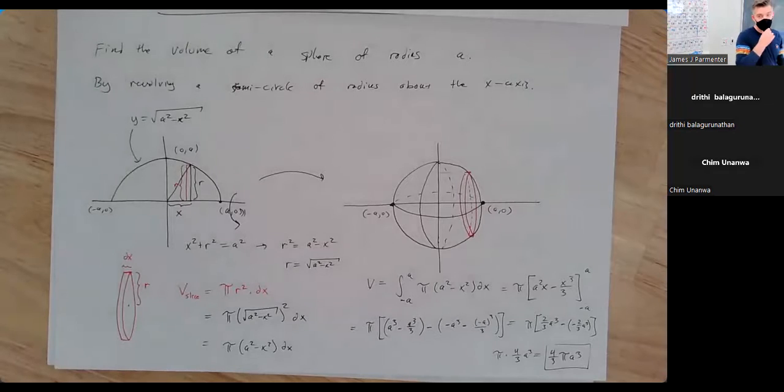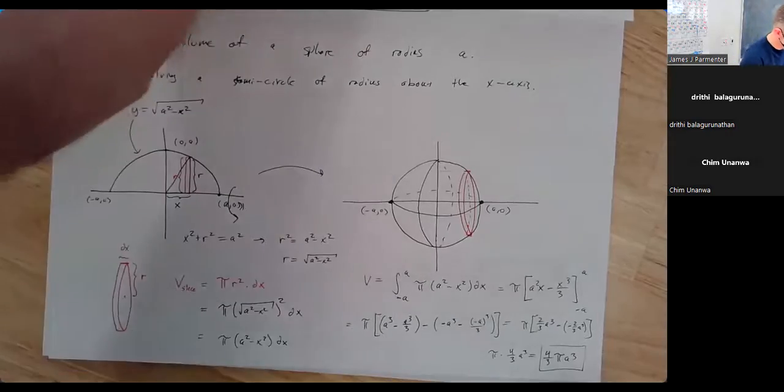So here's the thing. You can use the shell or disk method for rotation around either axis. The thing that has to remain true is that if you're using the disk/washer method, your strip has to be perpendicular to the axis of rotation.